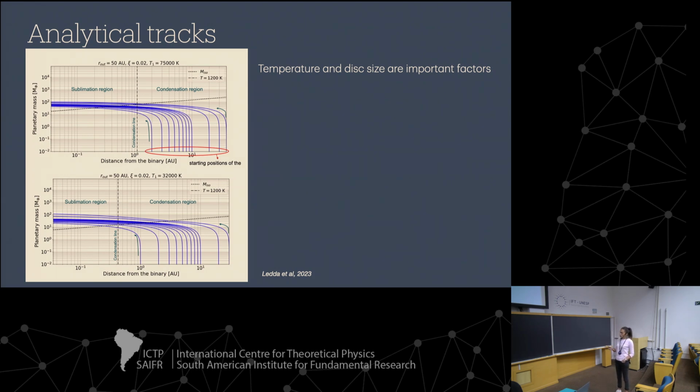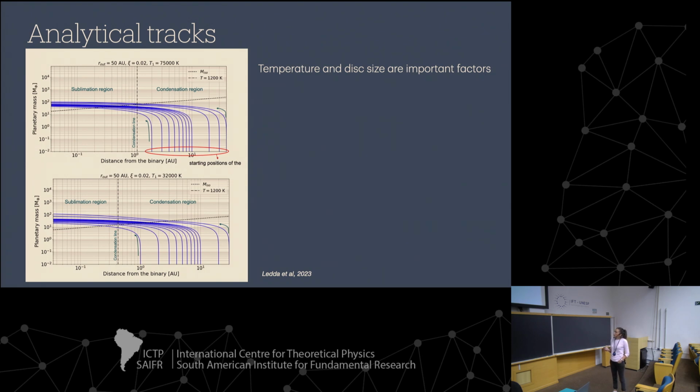So what you do, you put your seeds at different distances from your inner binary, and then you see how it's accreting. So you have again the sublimation region, the condensation line, and the condensation region. We did this work for four double white dwarfs, two of them belonging to the LISA double white dwarf population. So we were trying to check whether Magrathea could form around the LISA stars.